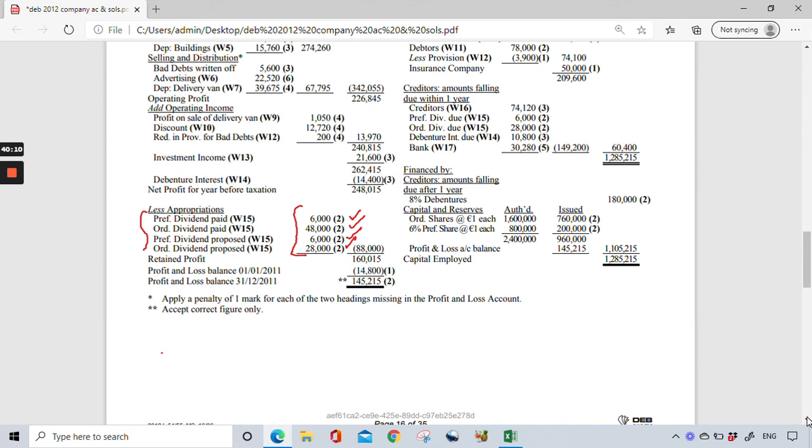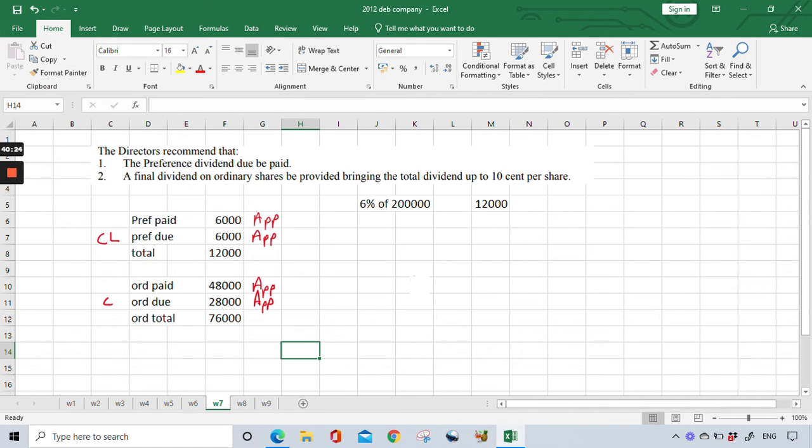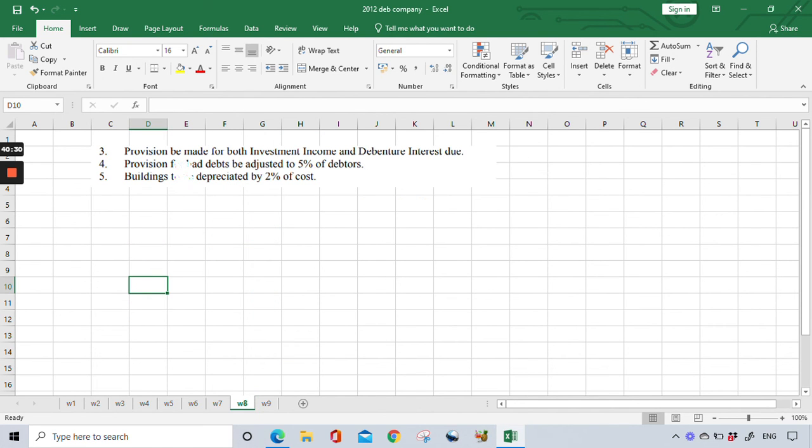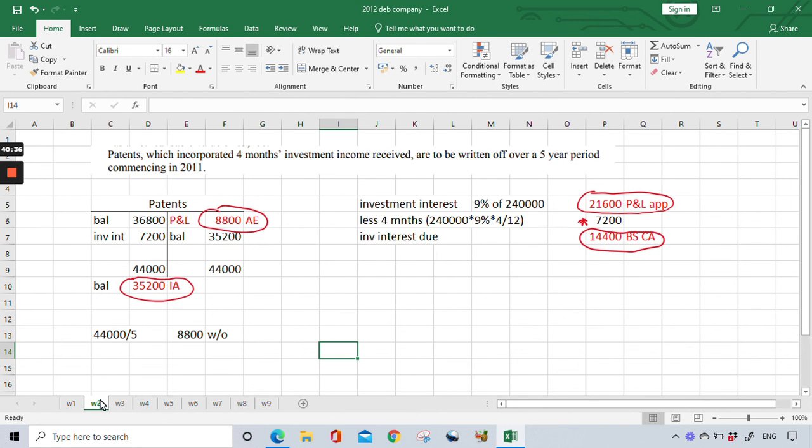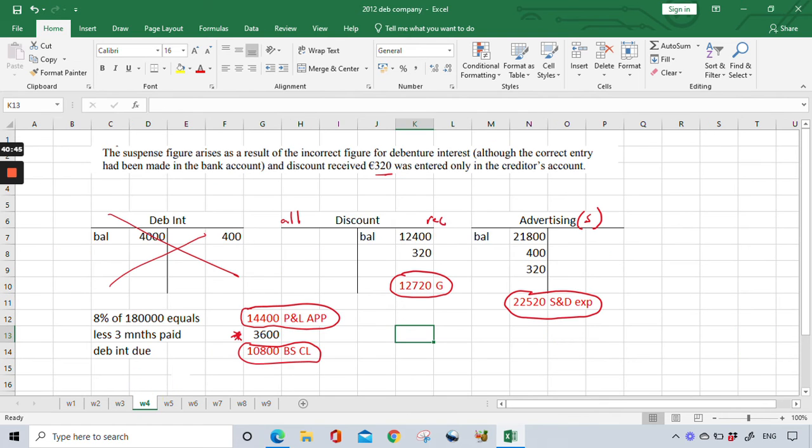Then over here in the current creditors, amounts falling due within 1 year, here's my preference dividend due and my ordinary dividend due. So 2, 4, 6, 8, 10, 12 marks, 10% of the whole question. So that's part 1 and 2 of the last note. Now this bit, provision be made for both investment income and debenture interest due. Note number 2, there's investment interest due, it's done already. Note number 4, there's debenture interest due, it's done already. So I don't need to deal with that.